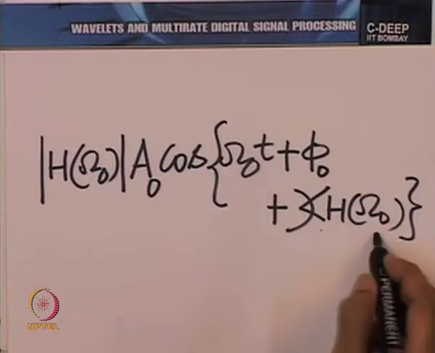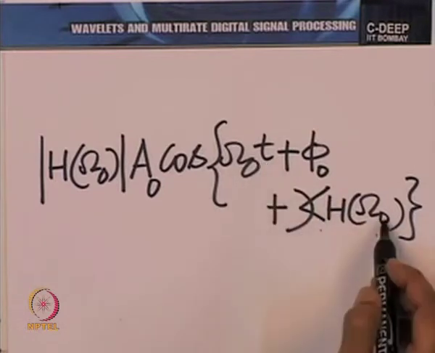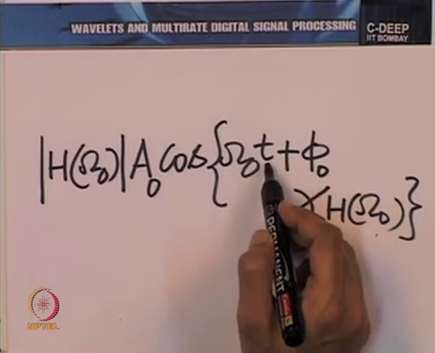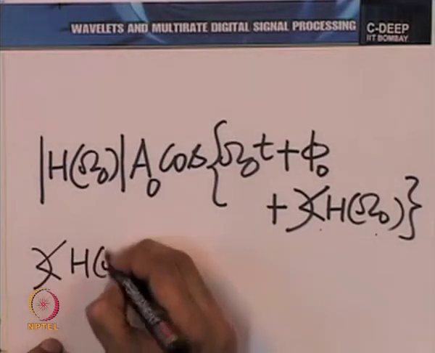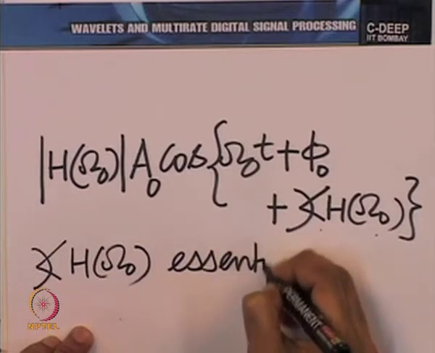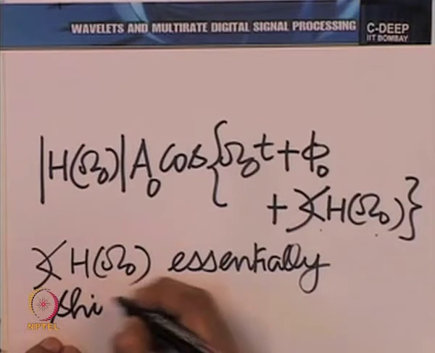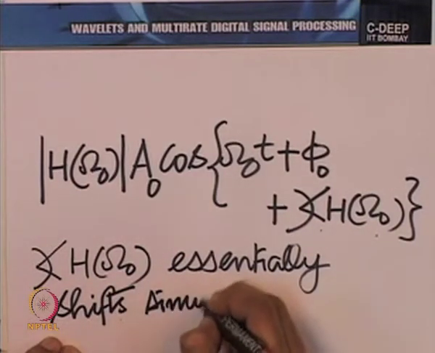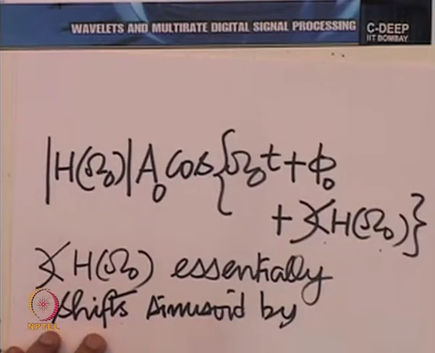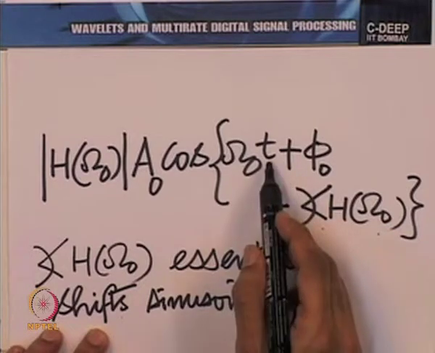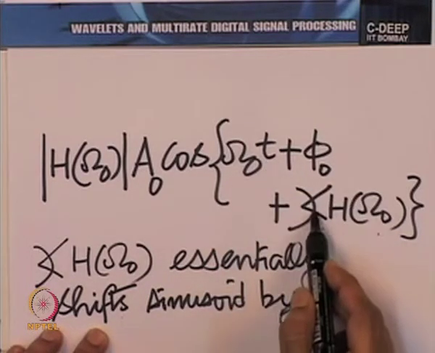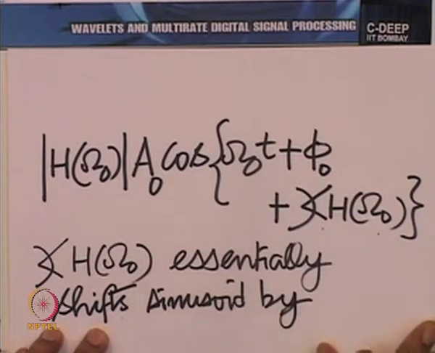What is the effect of this angle? As you can see, the effect of this angle is to change the phase, and a change of phase is equivalent to a change in time. So, it is like shifting the sine wave on the time axis. So, angle h omega naught essentially shifts the sinusoid by, t is to be replaced by t plus something, and that something is given by this divided by omega.